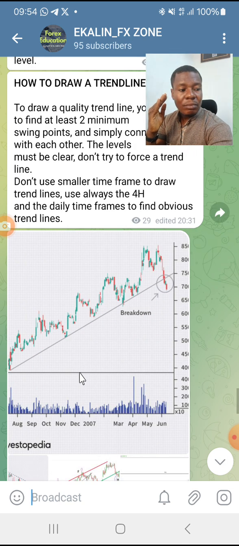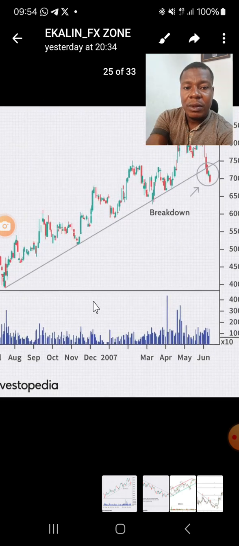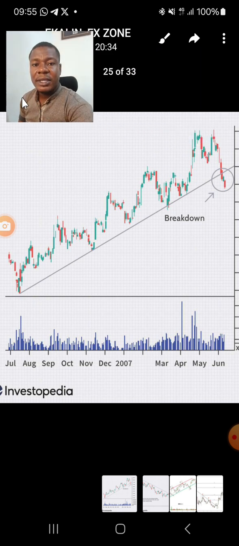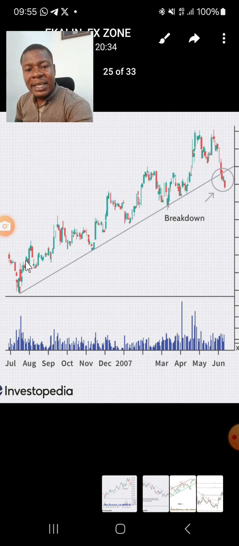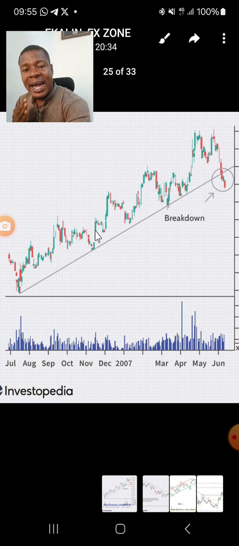All right, so this for example, you realize that the market was in an uptrend. It was moving from the downside to the upside. When the market is in an uptrend, it will be making a series of higher highs and higher lows, just like I have explained earlier. But another key thing is that when the market is making this movement, you will see that it will be respecting a key linear support level.